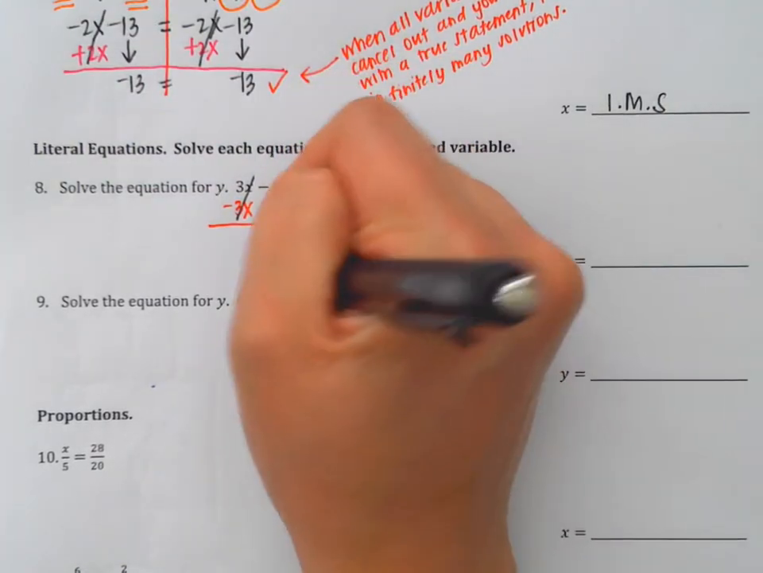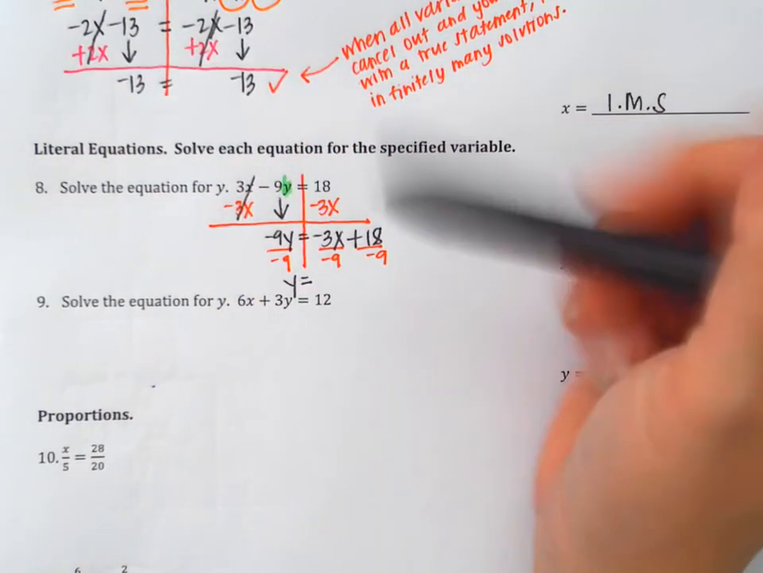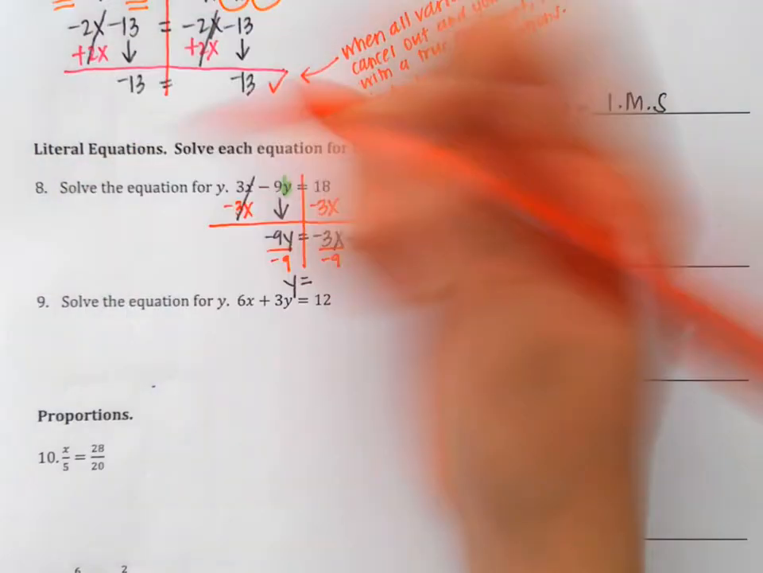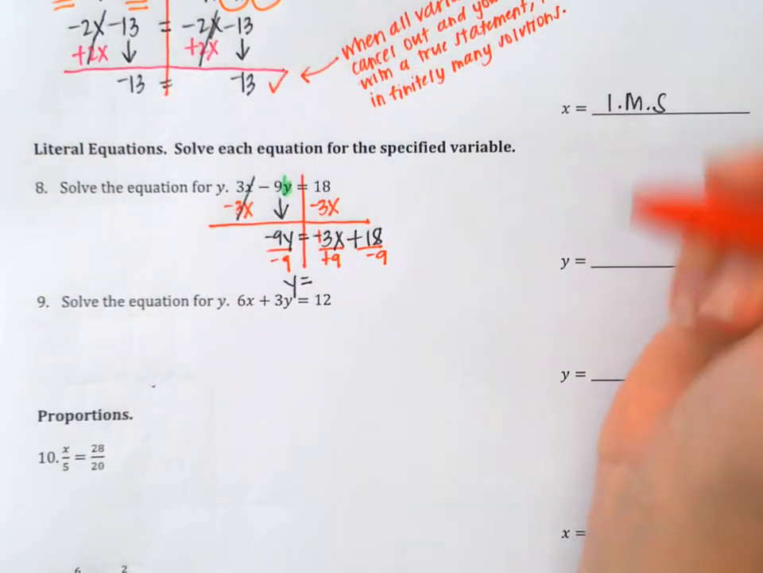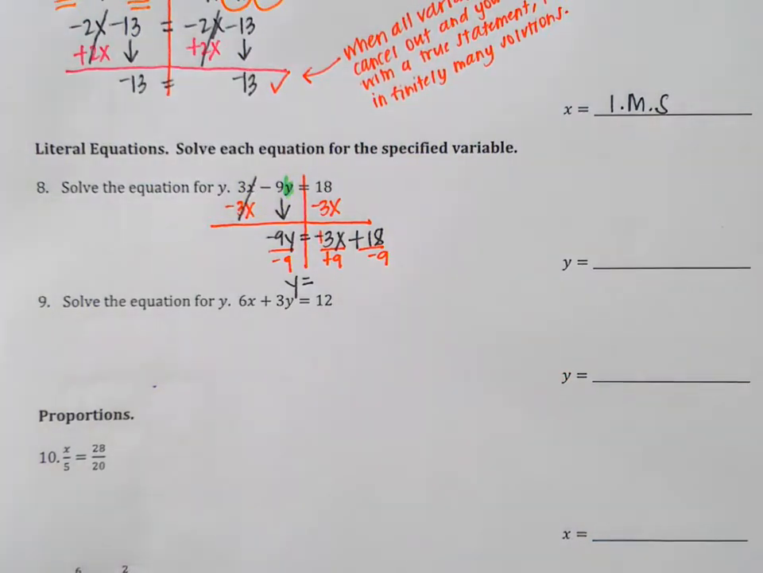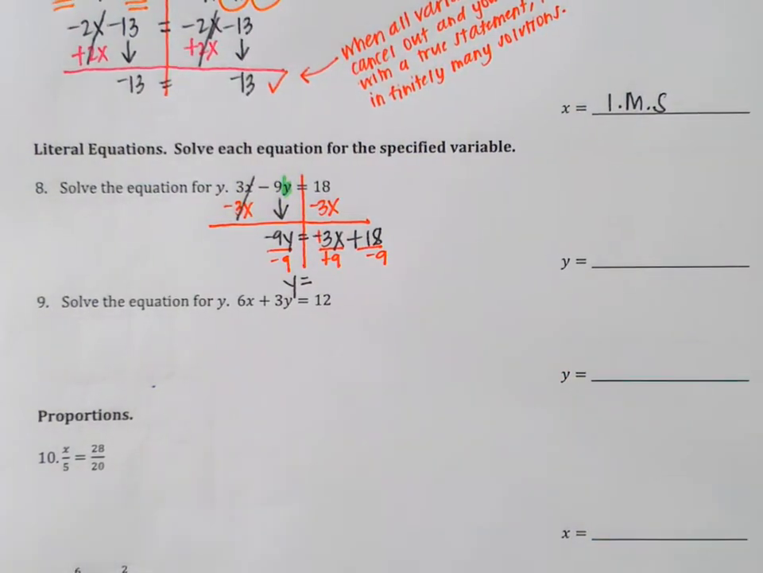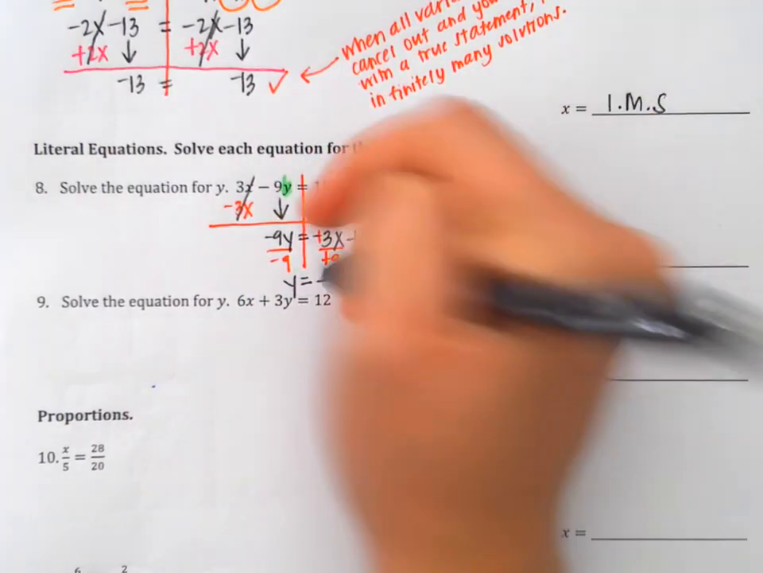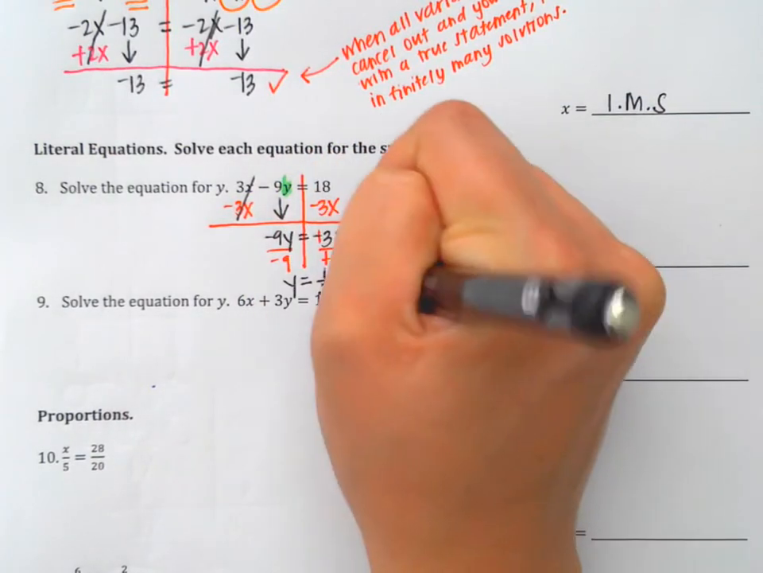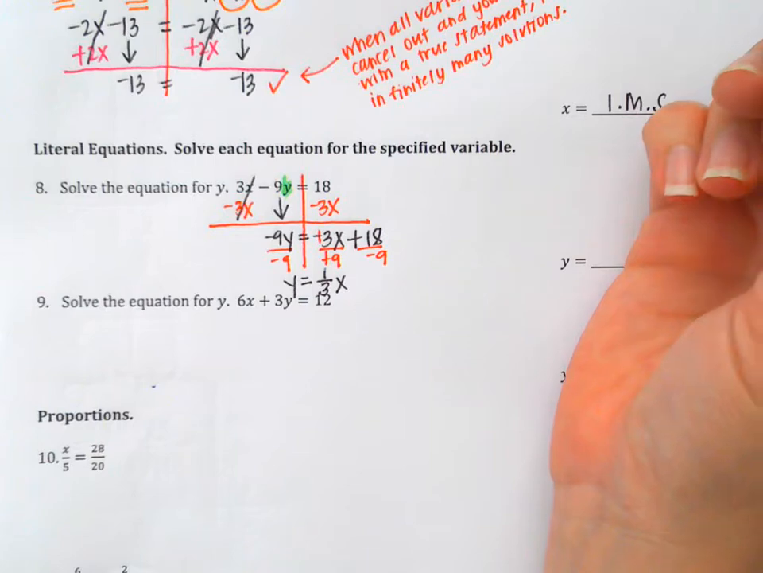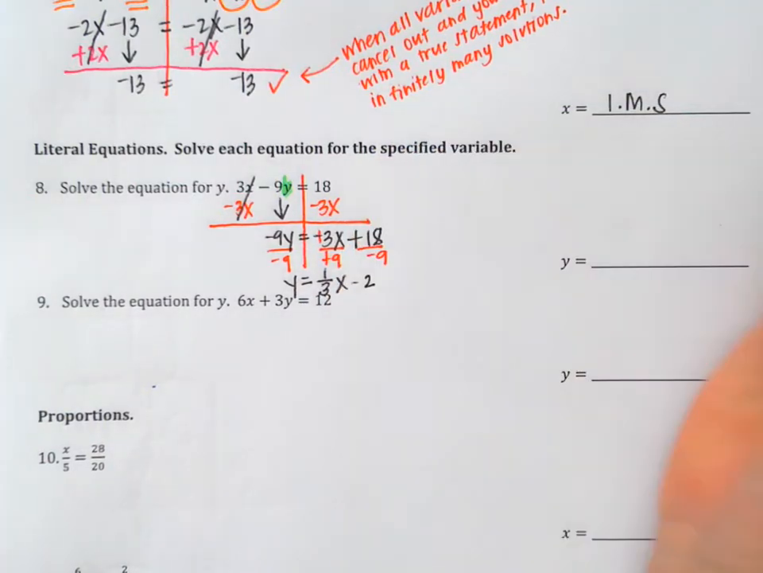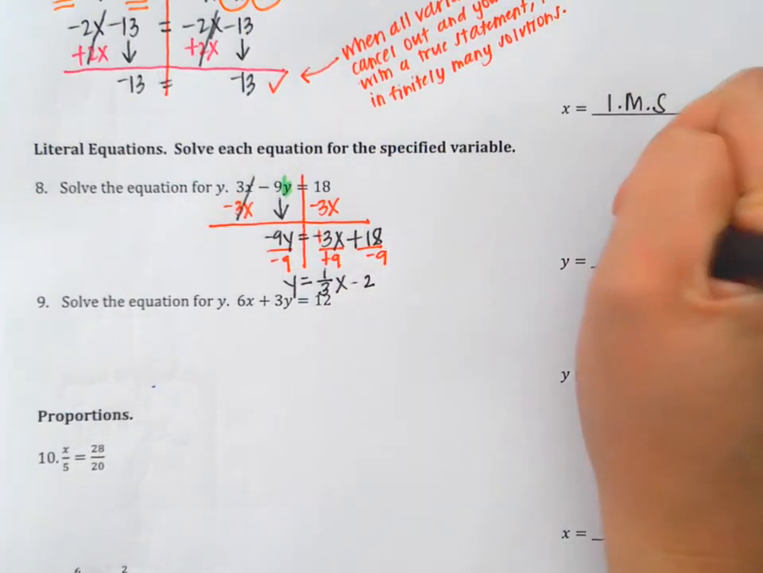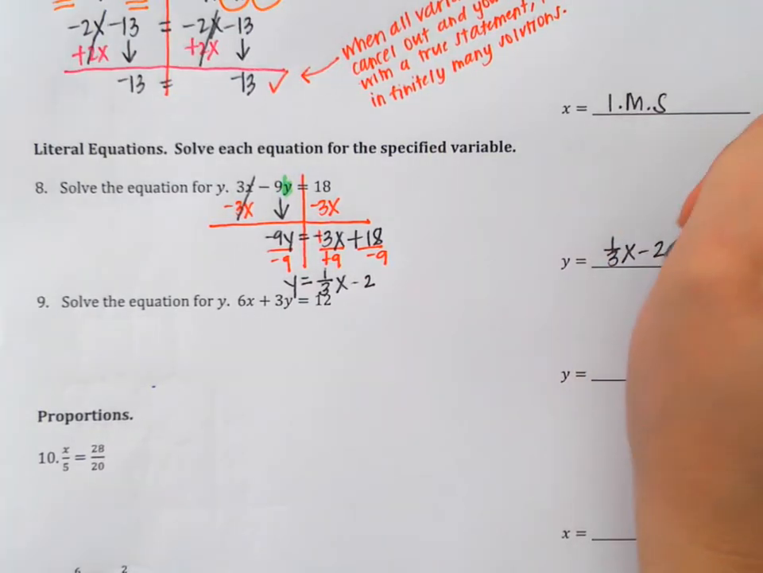And that gets me y equals, now a negative and a negative, those become positive. And can I simplify that? 3 and 9, does a number go evenly into both 3 and 9? And it does. 3 goes evenly into both 3 and 9. 3 divided by 3 is 1, and 9 divided by 3 is 3. So 1/3 x, and then 18 divided by negative 9 is negative 2. So my answer is 1/3 x minus 2.